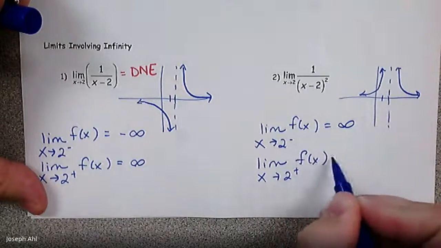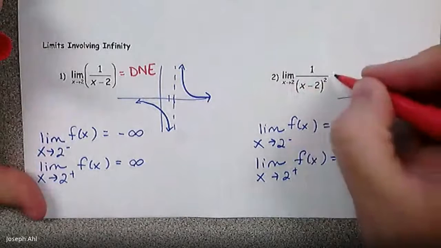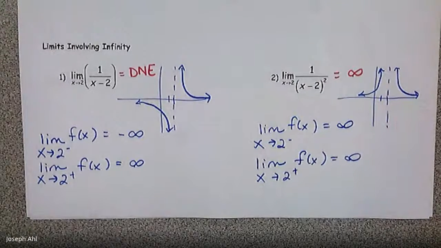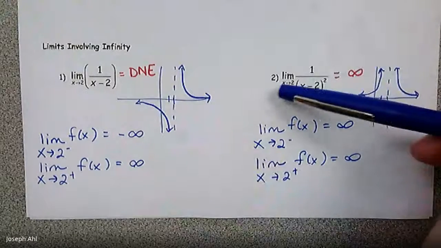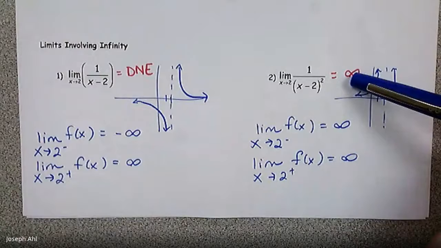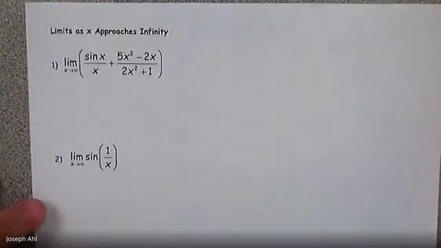So the conclusion is, if we're approaching the same infinity from the left-hand side of 2 and the right-hand side of 2, then the limit as x approaches 2 in general for 1 over x minus 2 squared is infinite. So a couple different instances of limits involving infinity. Here's an example of a limit as x approaches a value where the limit is in fact infinite. We're going to look at some other examples in the notes here if we turn to the next page, where now we're taking the limit as x approaches infinity.